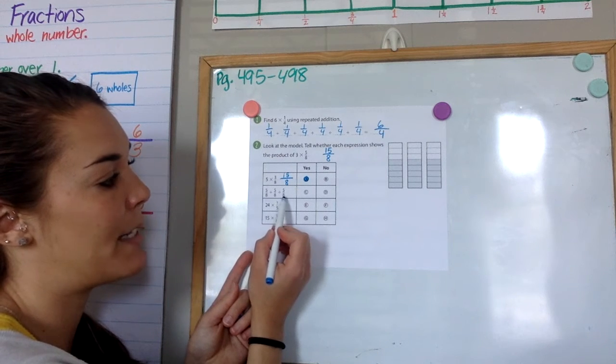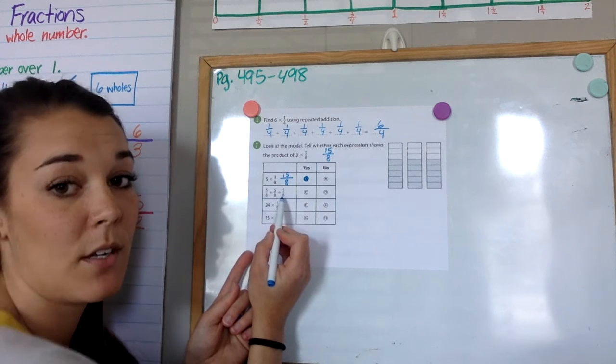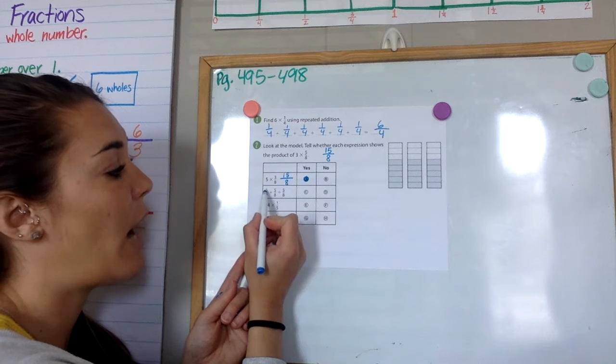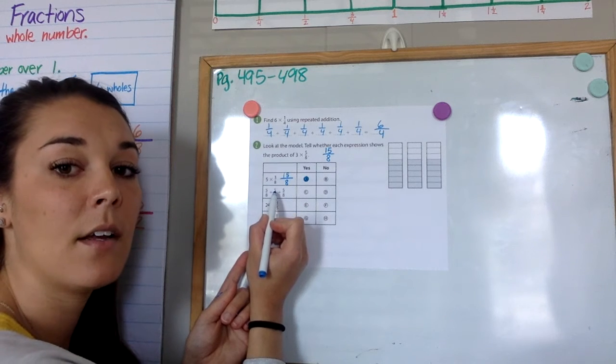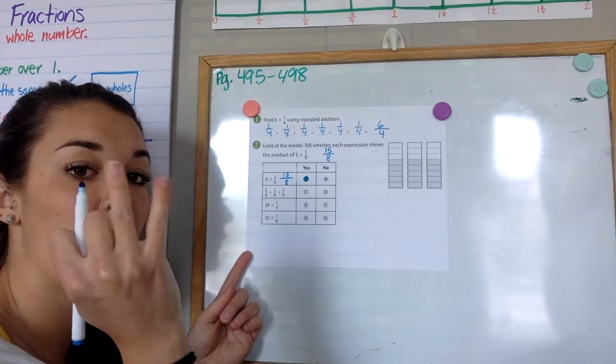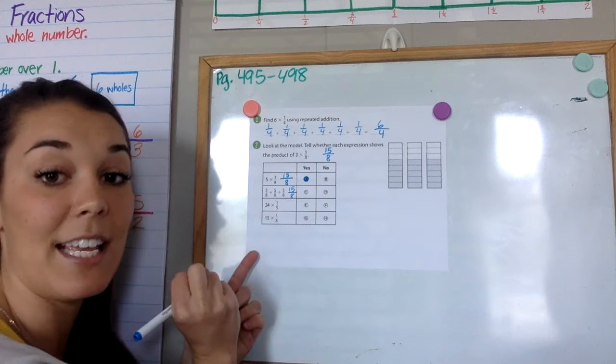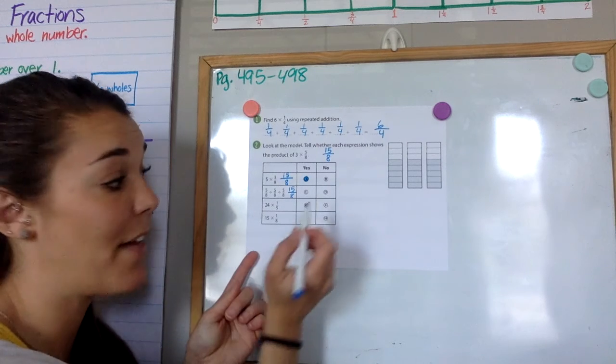Next one is using repeated addition here. They're adding 5/8 plus 5/8 plus 5/8. Let's solve it and check. So 5 plus 5 is 10. 10 plus another 5, 10, 11, 12, 13, 14, 15. 15 over 8, right? So yeah, that's the same too.